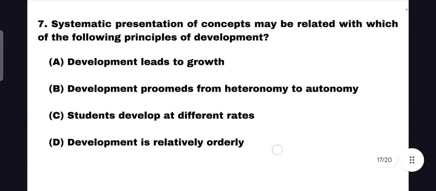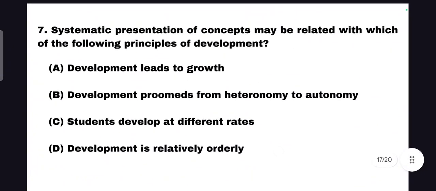So our last question, question number 7. The systematic presentation of concepts may be related with which of the following principles of development? Here the important point is systematic presentation of concepts.